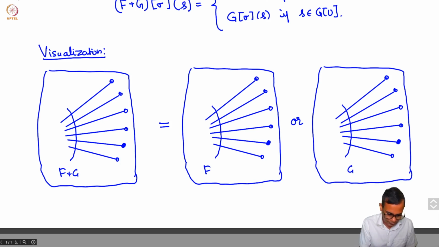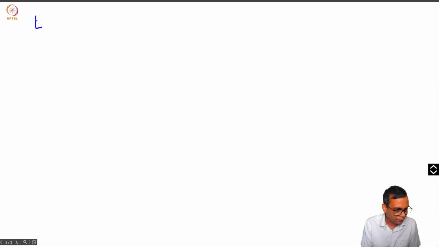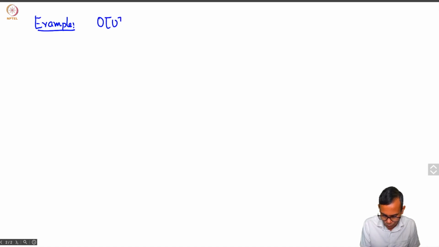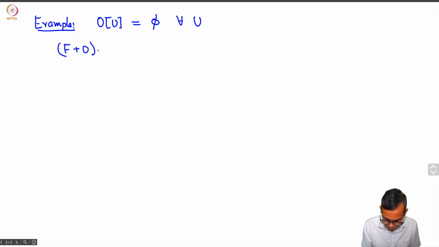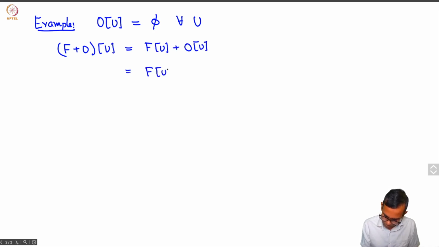Let's look at some simple examples. So recall that we have the 0 species. 0 of U is the empty set for all U. And if we take f any species, then f plus 0 of U is equal to f of U disjoint union 0 of U, which is f of U disjoint union empty set, which is the same as f of U. So the species f plus 0 is isomorphic to the species f, or in other words, we say that they're the same species. So we'll write f plus 0 is equal to f.